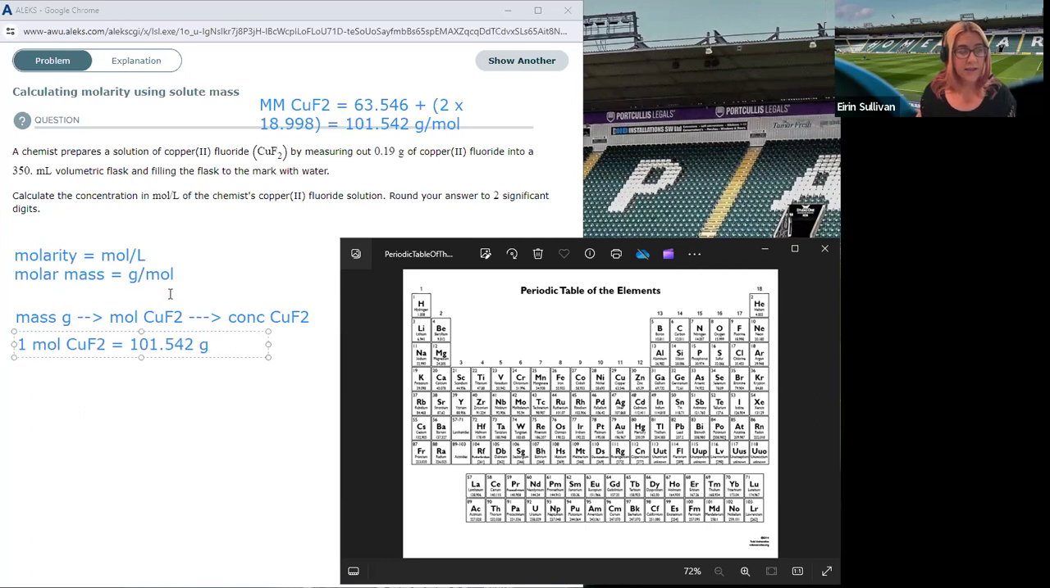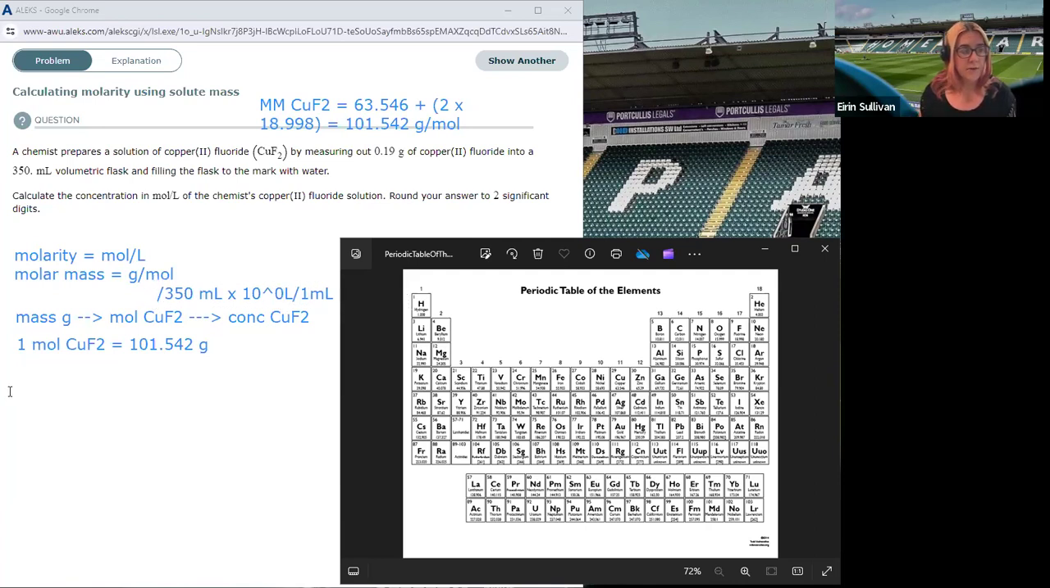And then for the next arrow, we're going to use the fact that the volume equals 350 milliliters, so we're going to divide through by 350 milliliters. We also have to convert milliliters into liters. We have to remember that the prefix milli means 10 to the minus 3, so every 1 milliliter equals 10 to the minus 3 liters. That's going to be my conversion factor.